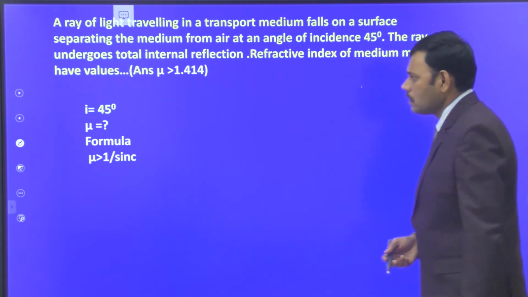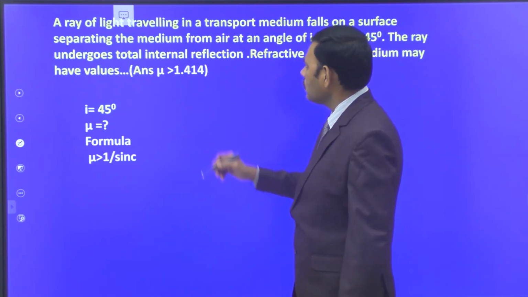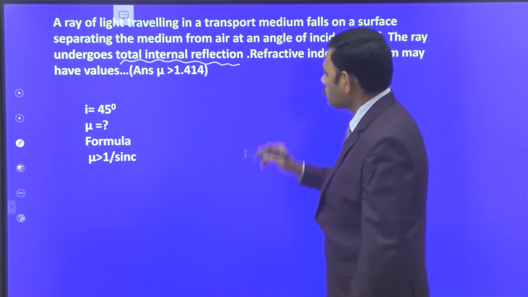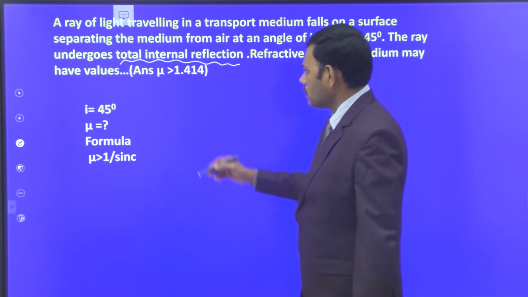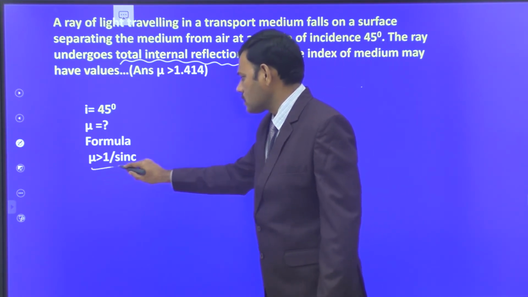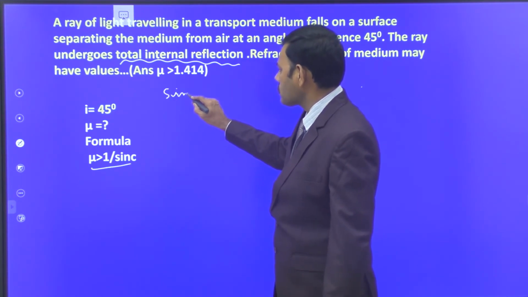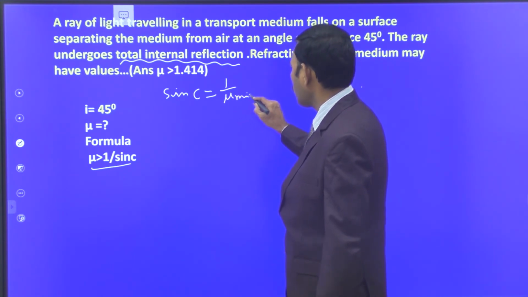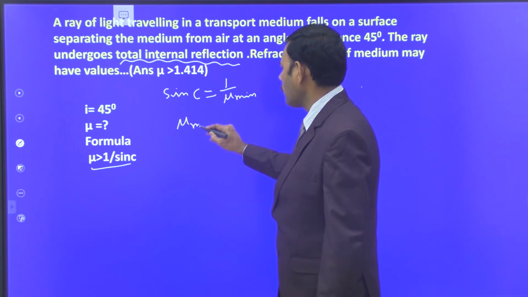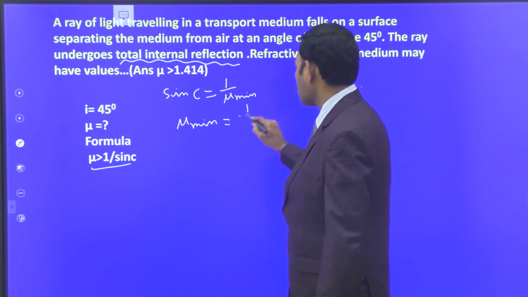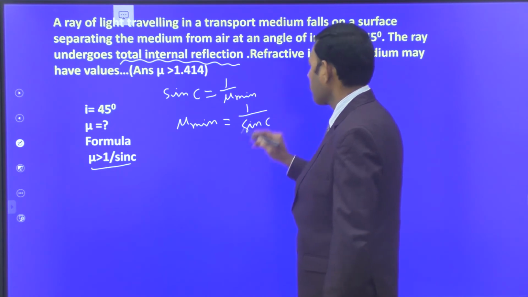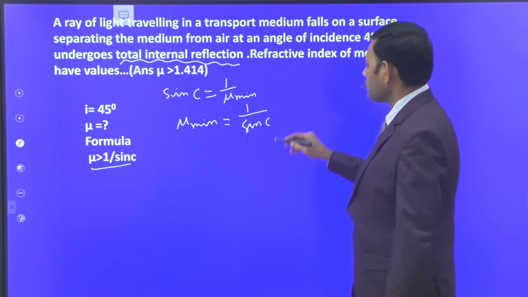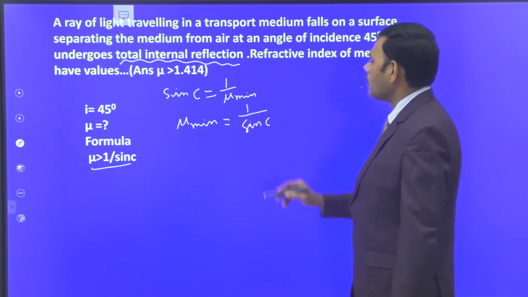The formula is here. To have total internal reflection, the condition is on the refractive index. Just to have total internal reflection, to graze the surface, sin c is equal to 1 by mu minimum. Therefore, the minimum refractive index to have total internal reflection is equal to 1 by sin c. Sin c is equal to 1 by mu. So c is the angle of incidence here.